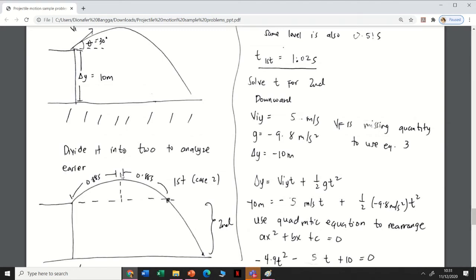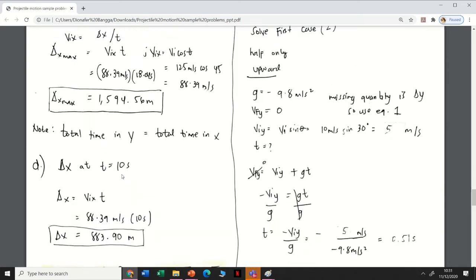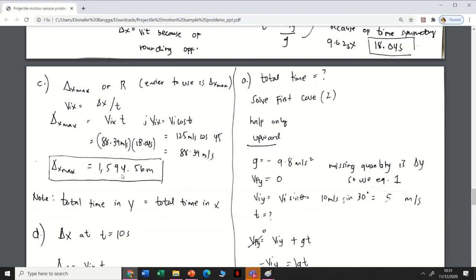That's why we have to only focus on just half of the part and then you just multiply it into 2 later because of the time symmetry. So let's just focus on the half part of this parabola, just the upward case of the free fall. So our start of the analysis is the starting point.